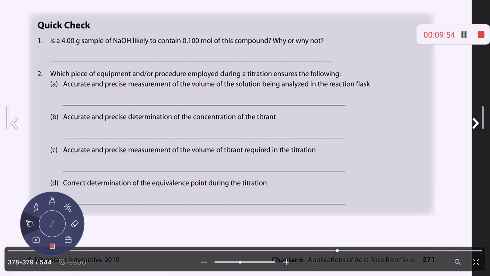Okay, let's take a look at question number 1 and 2. So with the person sitting next to you, why don't you fill out 1 and 2? And let's see what you guys can do.